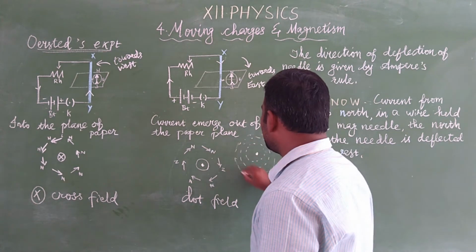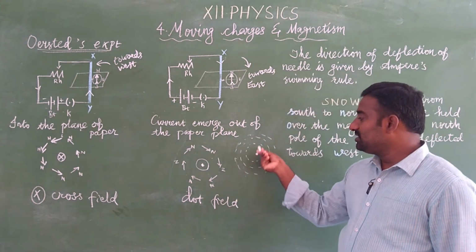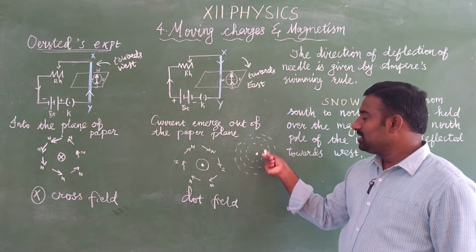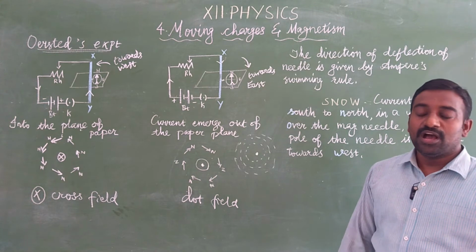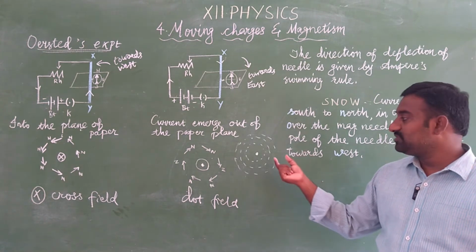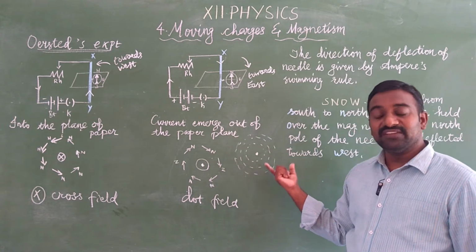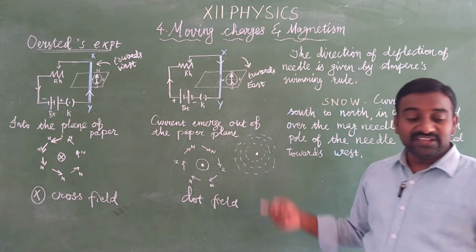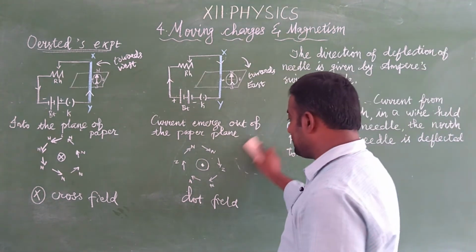So all this indicates a magnetic field. What is a magnetic field? The region around this conductor in which the concentric circles are formed is denoted as the magnetic field. So around the conductor, it is strong only up to a certain region. When the circle is greater, the magnetic field is weaker. The magnetic field is denoted by the letter B, which we are going to discuss in the coming classes.